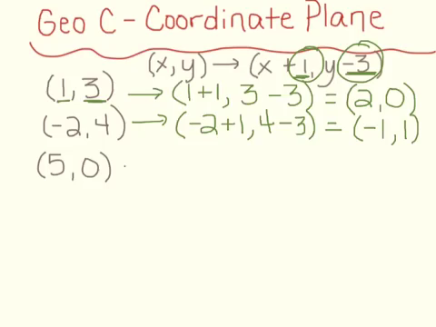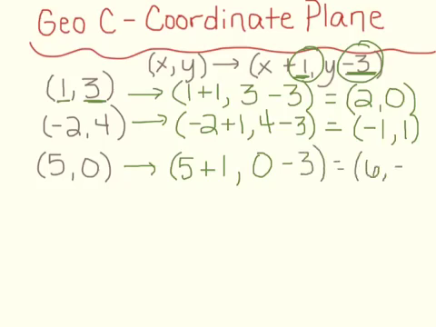5, 0, again, I'm going to take that 5 and add the 1. And then I would take the 0 and subtract the 3. That's going to give me 6 and -3. So these would be your answer. These would be your new coordinates. And that's what those questions are asking for. What are the new coordinates?